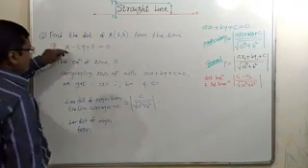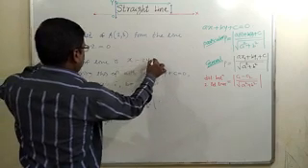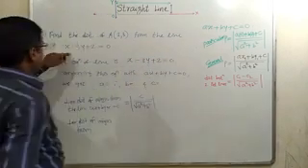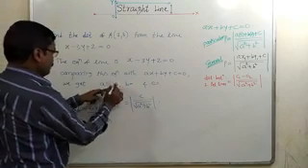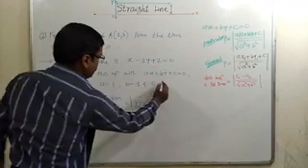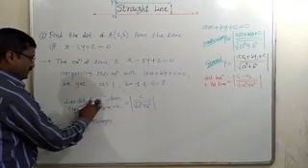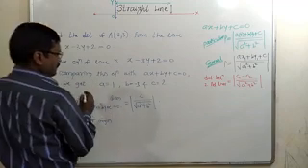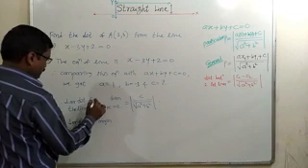If you compare this equation, the equation of line is x minus 3y plus 2 equal to 0. Comparing this equation with the general form, we get a equal to 1, b equal to minus 3 and c equal to plus 2. Okay, now the distance of point x1, y1. Here the point A is x1, y1.